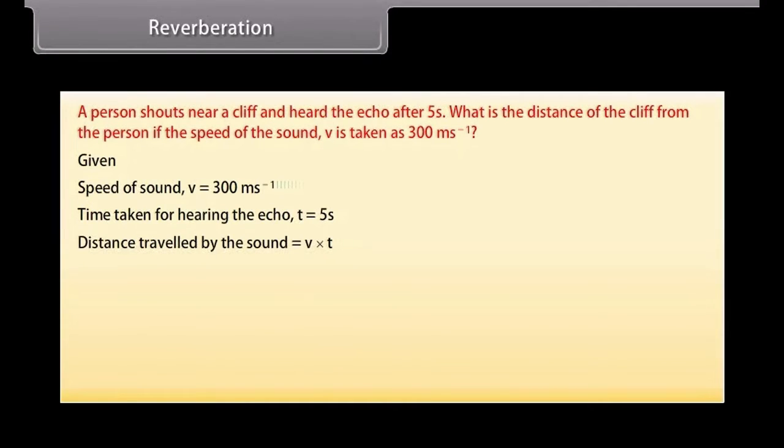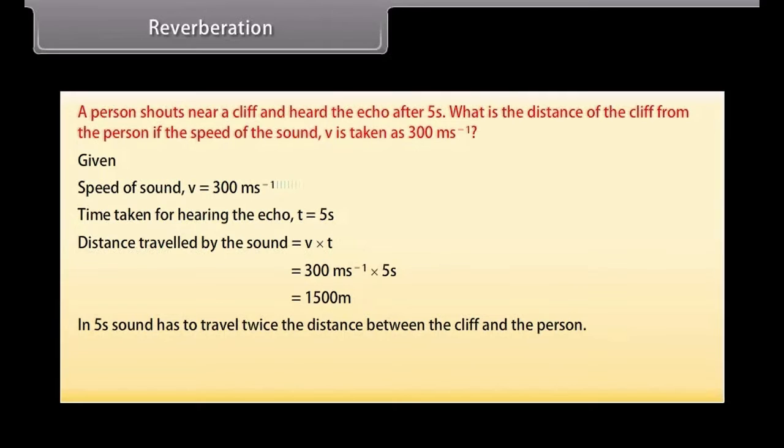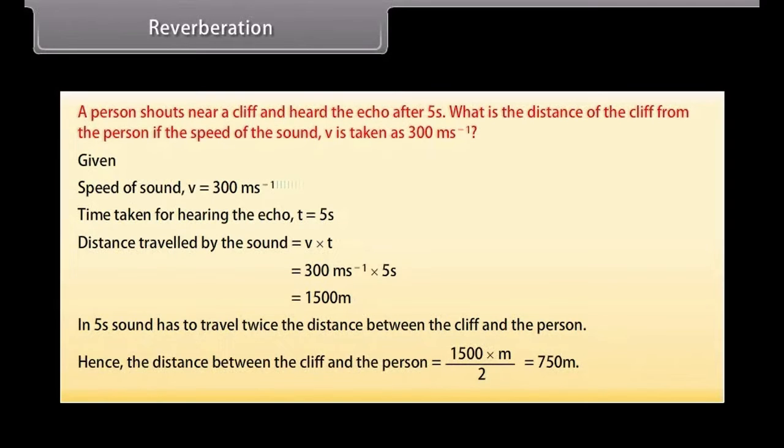Distance travelled by the sound is equal to v × t, which is equal to 300 meter second raised to the power minus 1 × 5 seconds, which is equal to 1500 meters. In 5 seconds, sound has to travel twice the distance between the cliff and the person. Hence, the distance between the cliff and the person is 1500 meters by 2, that is 750 meters.